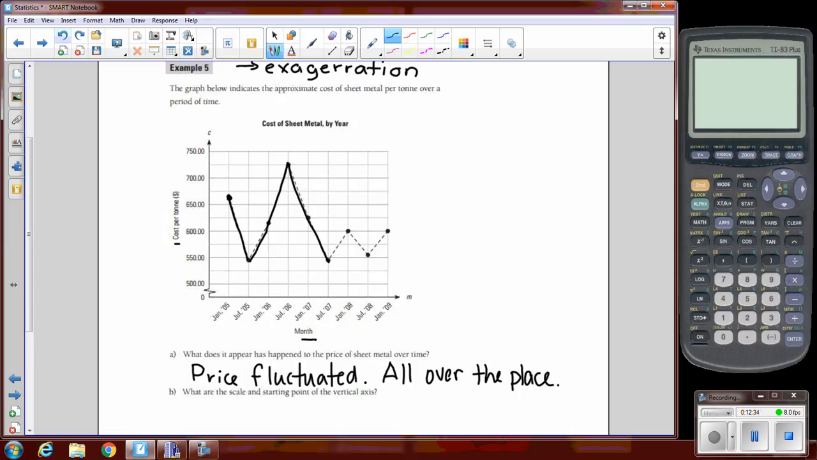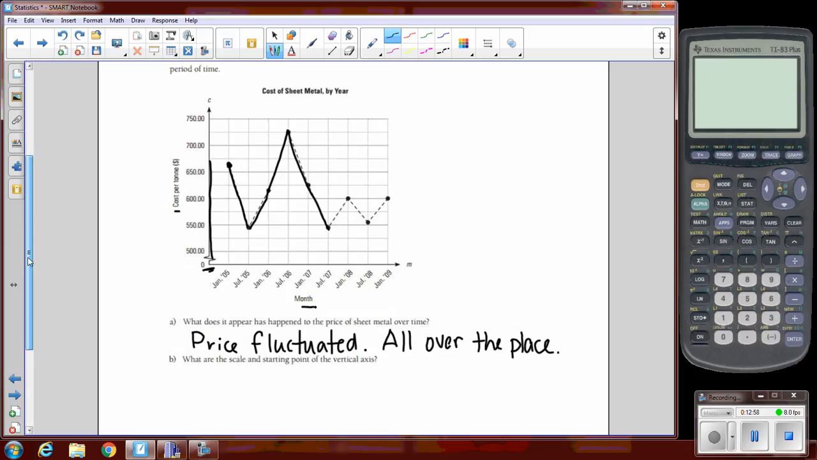But if you compare the scale, you could see this part here means we've taken a whole chunk out of this graph. We jumped from 0 to 500, so we could make these spaces look a lot bigger and show that the price of sheet metal is actually changing a lot over time. What are the scale and the starting point of the vertical axis? Well, this is the vertical axis going up.